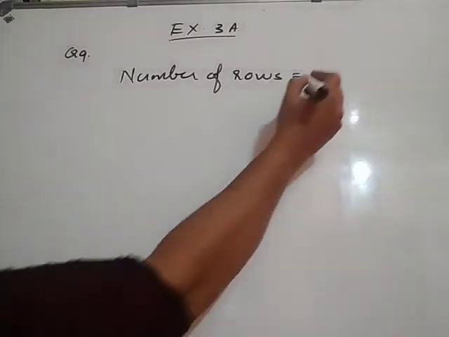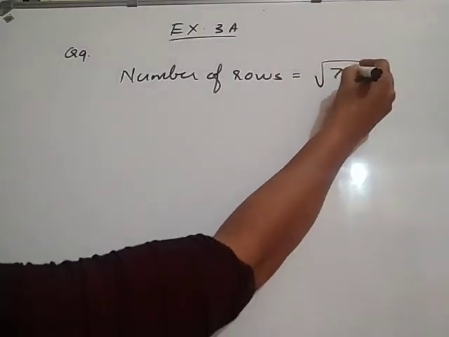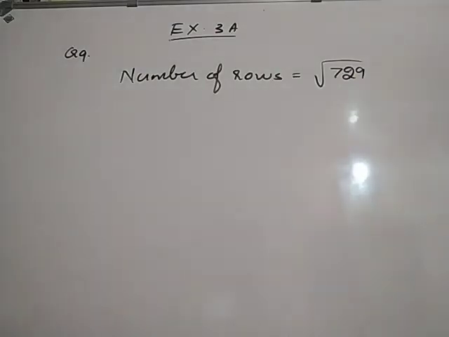Required number of rows equal to square root of 729. Let us do that prime factorization. Do it in your working column.